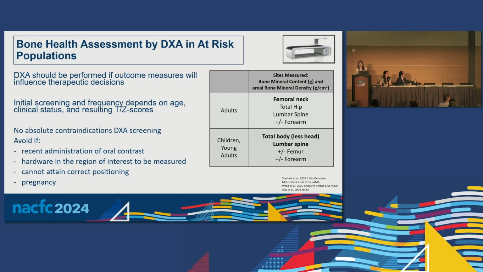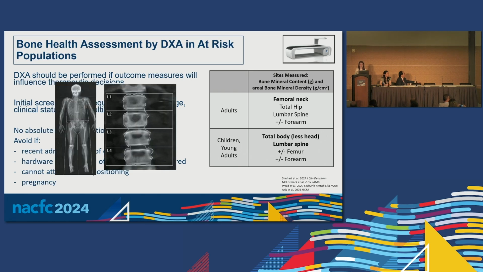So the International Society of Clinical Densitometry position statements from 2019 help define the preferred skeletal sites that you're going to do for bone health assessment. In adults, this is your femoral neck, your total hip, lumbar spine, potentially the forearm, depending on the clinical history. And then in children and young adults, this is your whole body minus head or your lumbar spine.